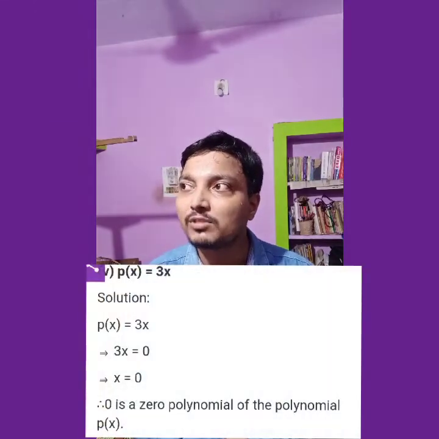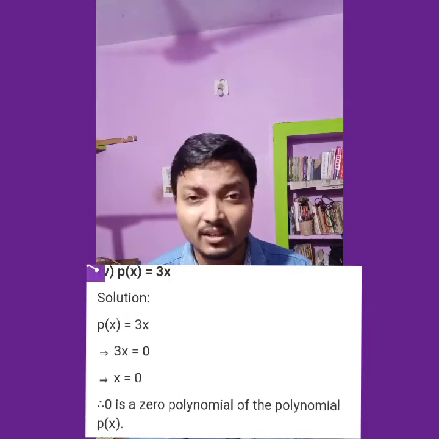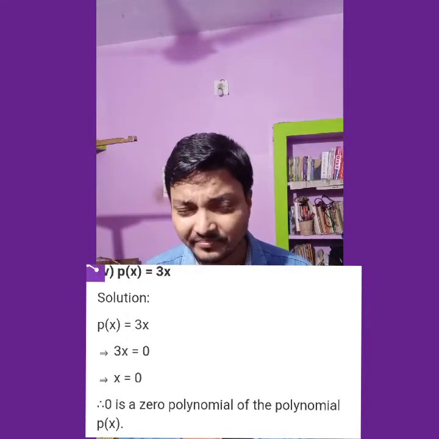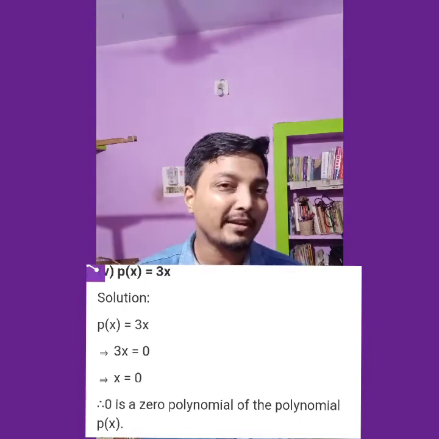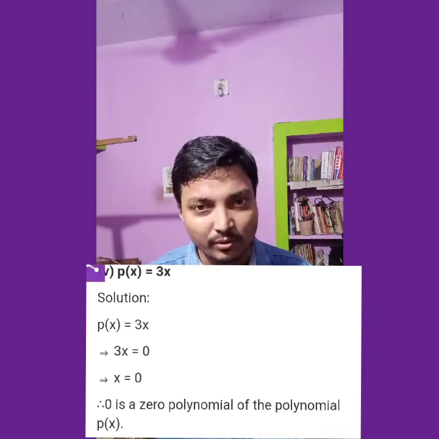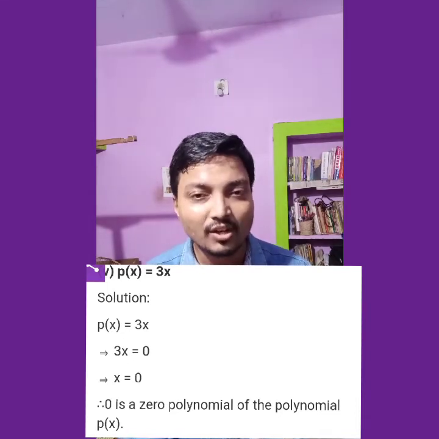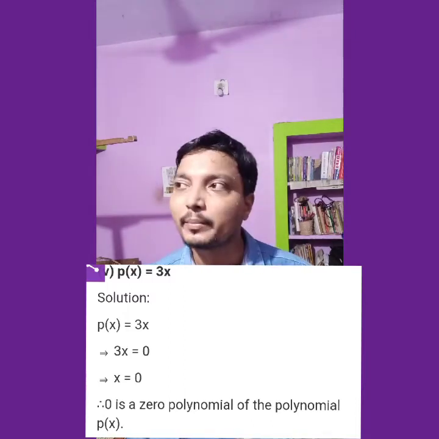Ready? Another question is given: the polynomial is 3x. How do we find the 0 of the polynomial 3x? You just have to equate it to 0. On equating, 3x is equal to 0, which gives us x is equal to 0. So 0 is the 0 of the polynomial 3x.